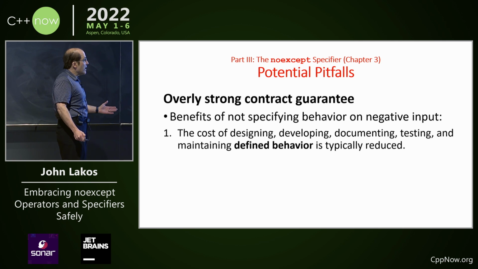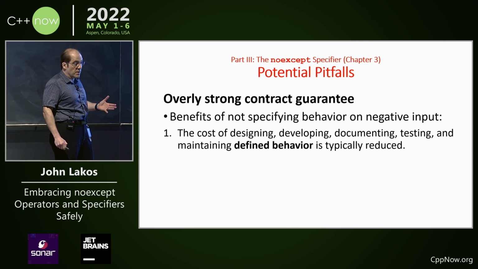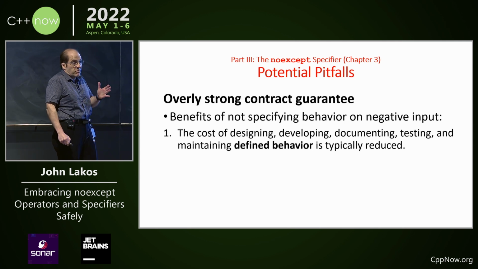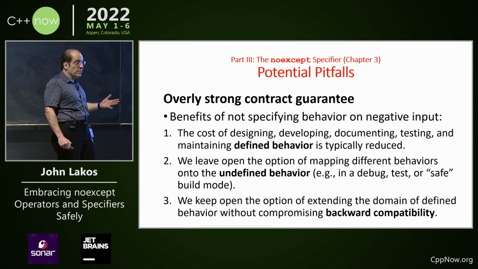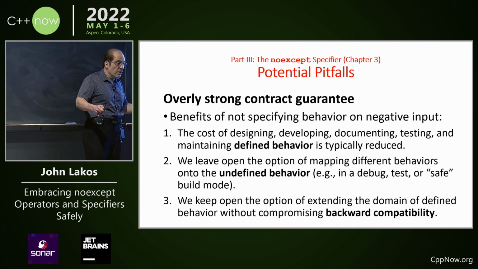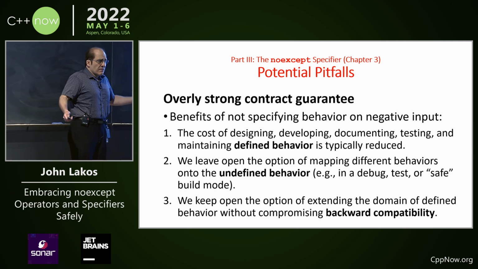So the benefits of not specifying behavior on negative input: the cost of designing, developing, documenting, testing, whatever. We don't want to tell you what square root does when it's negative. We just don't care. We leave open the option for mapping different things in different build modes like test, debug, whatever. We might want to extend it and keep it backward compatible. If I said that on -1, it prints a picture of your cousin, why?